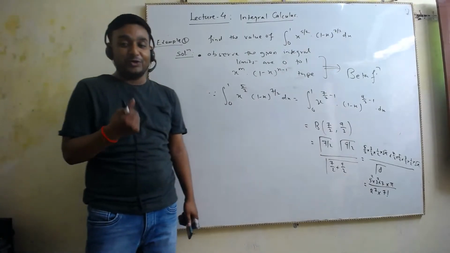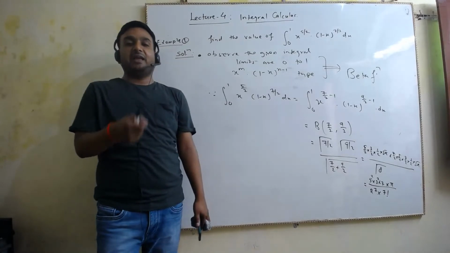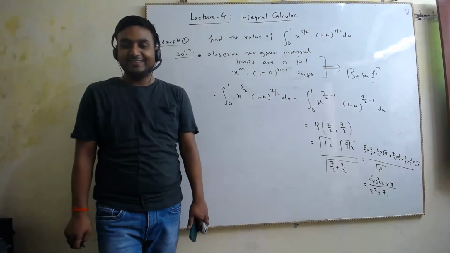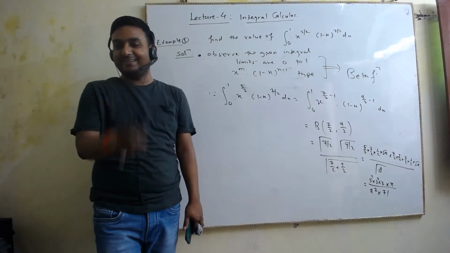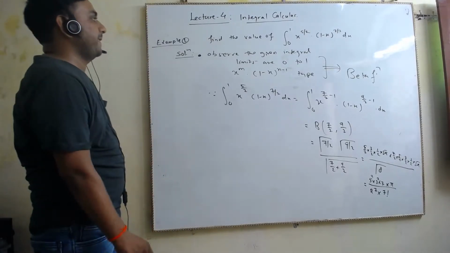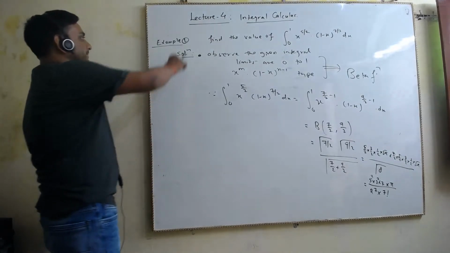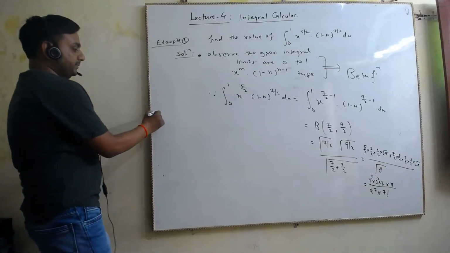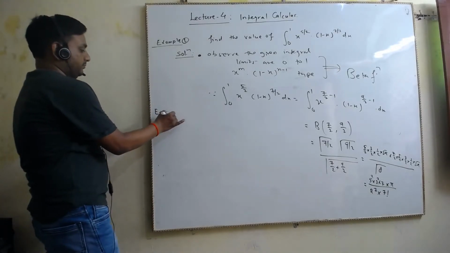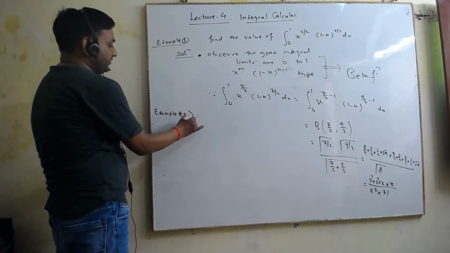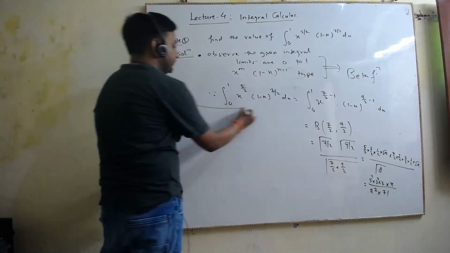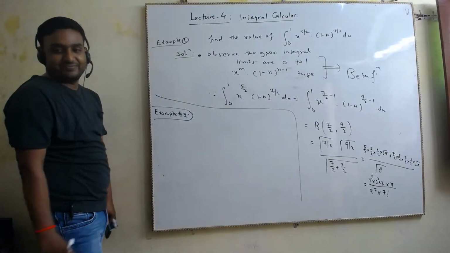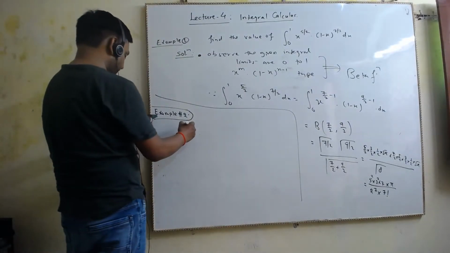So if you don't use the beta function here, it's next to impossible to find such integrations easily. Okay, so I hope the message is clear, right? Please note down fast, and if you have any doubt you can ask. Let's take some more examples.